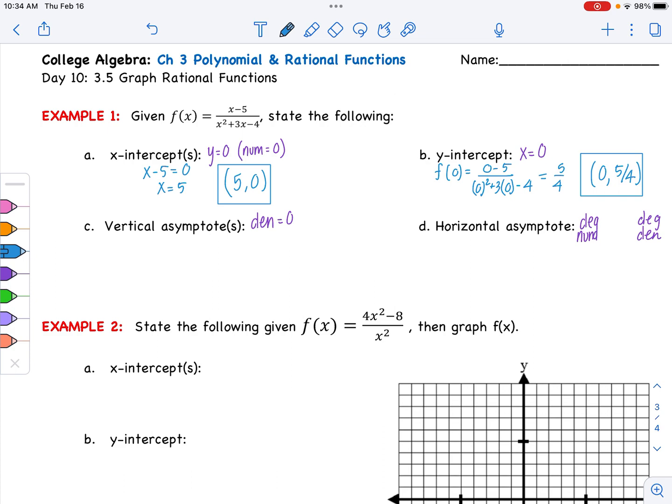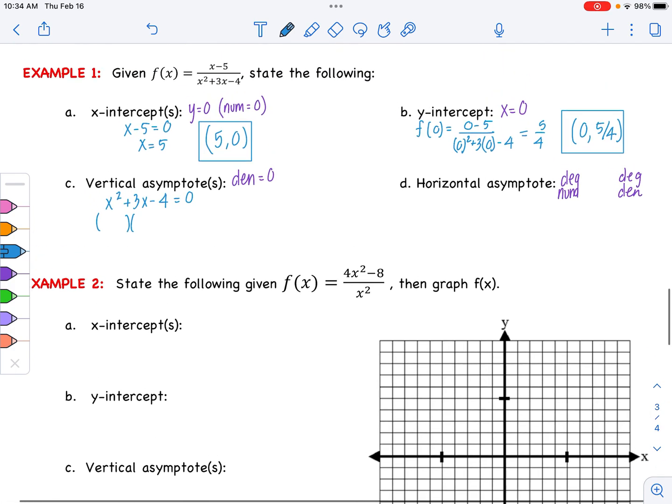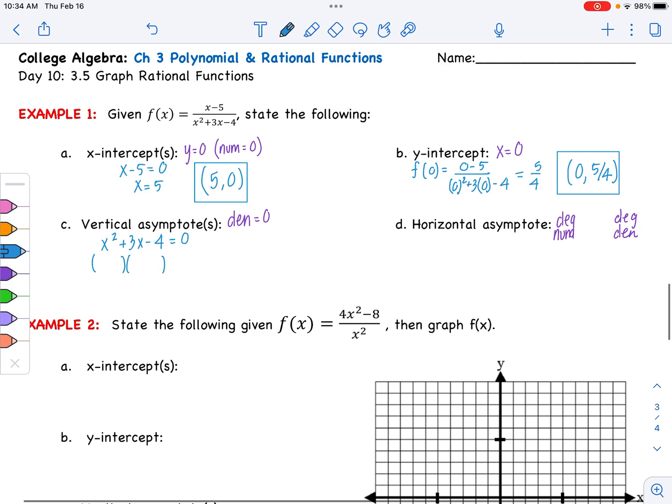Vertical asymptote, set denominator equal to 0. Well, this is a quadratic in the denominator, so when we set the denominator equal to 0, we have to bring back our factoring knowledge. So when we factor, hopefully you see it will be x plus 4 times x minus 1. So this case will have 2 vertical asymptotes when you set them equal to 0.